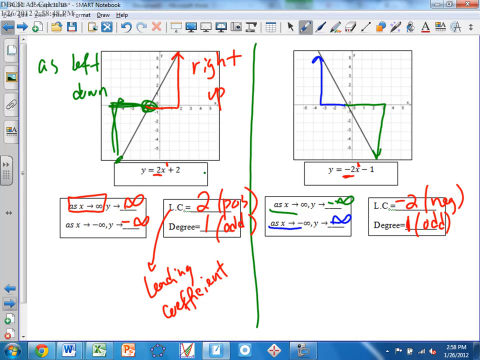So what are these graphs called? This is a linear function because it's a line, but what we're focusing on is not what the graphs are called, but the end behavior. This terminology right here, we're going to use it in the next few concepts.